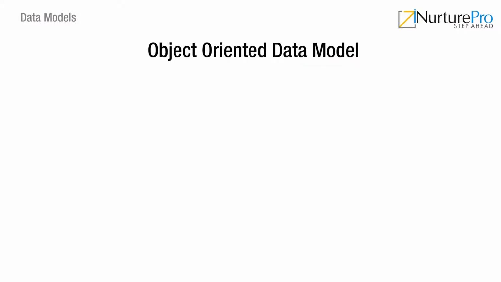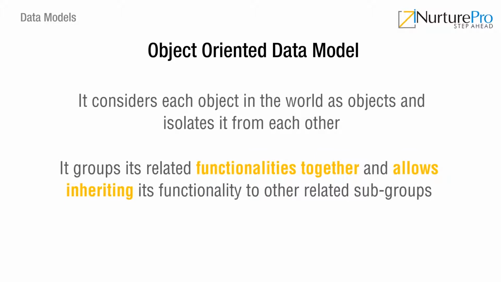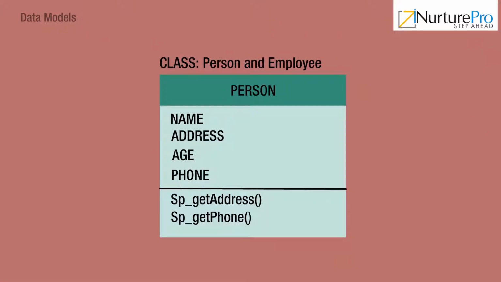We saw that entity relationship data model treats the real-world objects as entities. Whereas an object-oriented data model considers each object in the real world as objects and isolates it from each other. It groups its related functionalities together and allows inheriting its functionality to other related subgroups. Let us consider an employee database to understand the object-oriented data model.